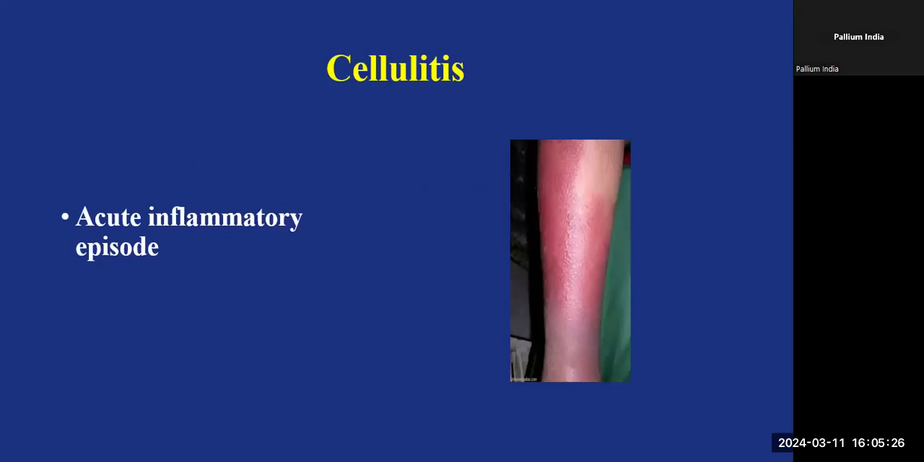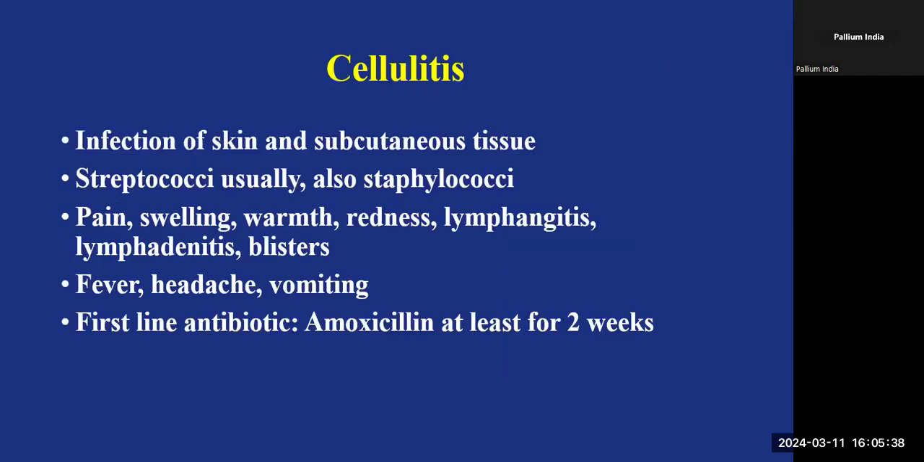There are two complications: one is cellulitis, another is lymphorrhea. We already discussed cellulitis. If there is cellulitis, you don't give active management; you have to give antibiotic management for the cellulitis patient. Once the cellulitis is controlled, then you can think about the active management of lymphedema.